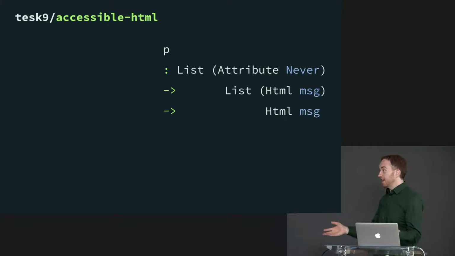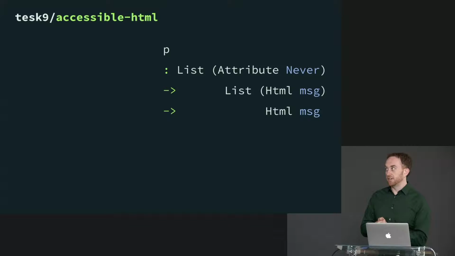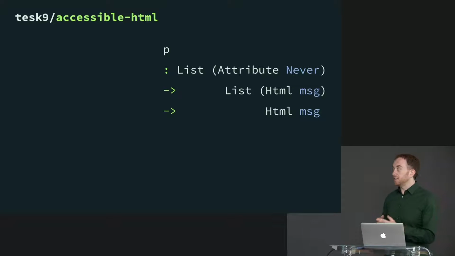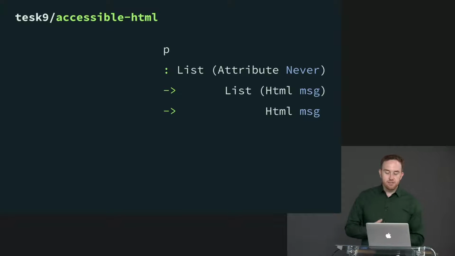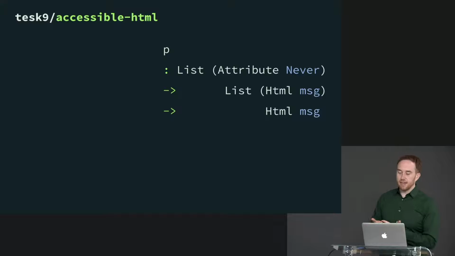So my coworker, Tessa Kelly, has a library, and actually she gave a talk at ElmConf US last year about this library called Accessible HTML, and that's exactly what it does. Her library is essentially a drop-in replacement for the basic Elm HTML library, and it implements certain constraints like this, based around accessibility best practices. One of which is that paragraph has a slightly different type than the one in the normal Elm HTML package.